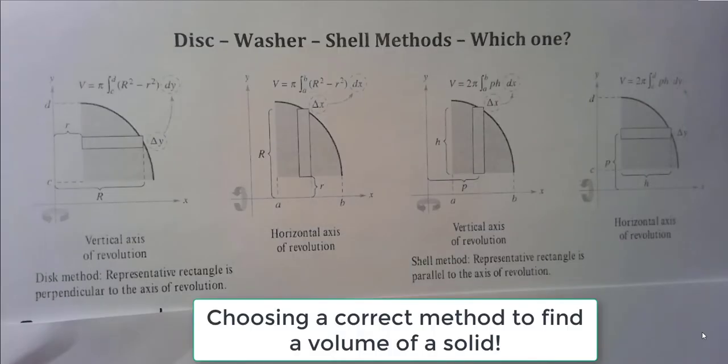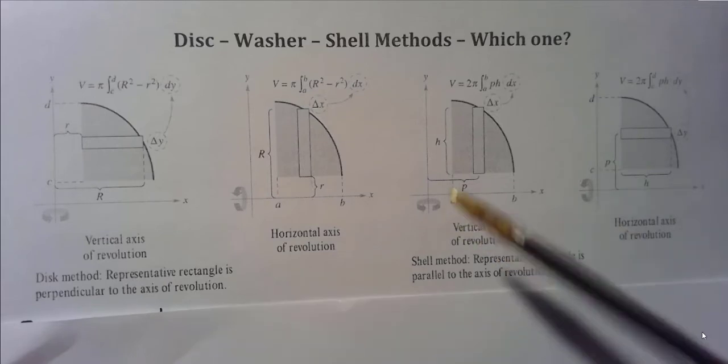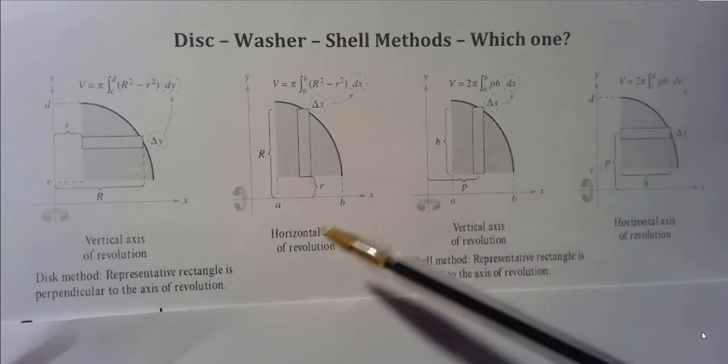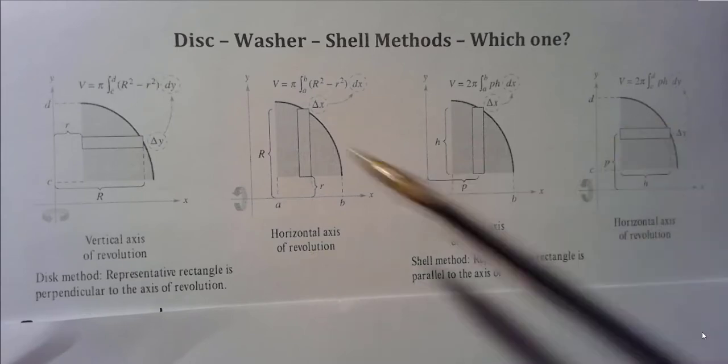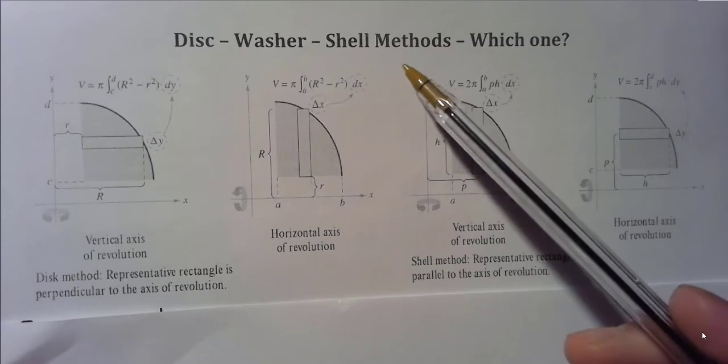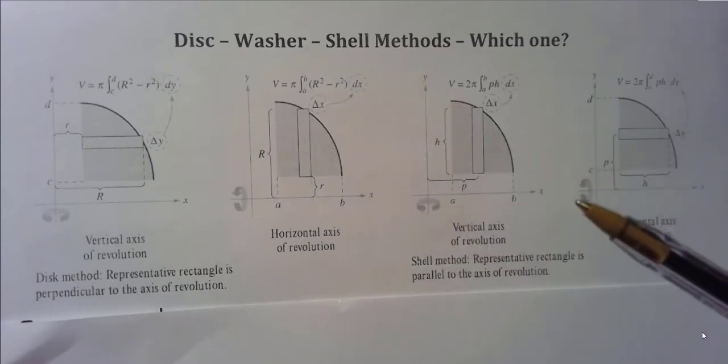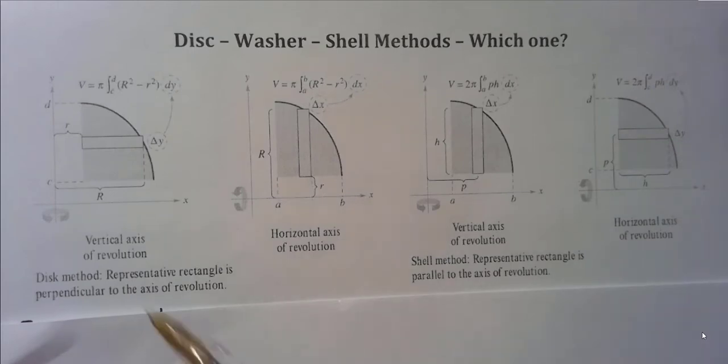Hi, in this video we are doing a quick review for finding the volume of a solid about the axis of revolution. We reviewed the disk, the washer, and the shell methods, and which one we should use for a particular problem. So just a quick review.